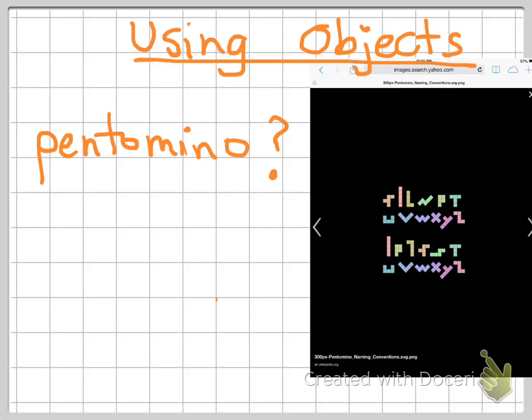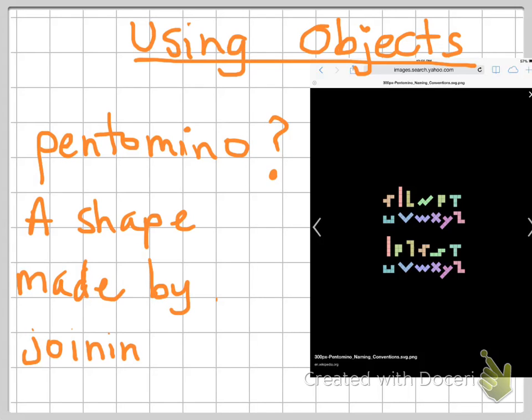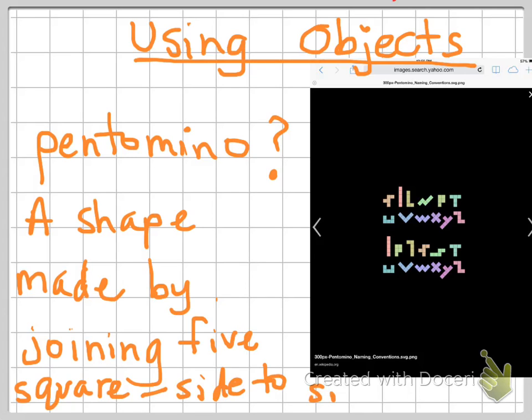Now, what is a pentomino? Well, the definition for that, it is a shape made by joining 5 squares or cubes, and they're going to be placed side by side to make these certain shapes. So here's a picture there. We're going to review these shapes more closely, and you can also look in your book. They're there as well.